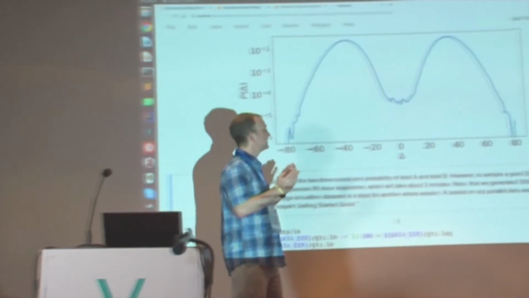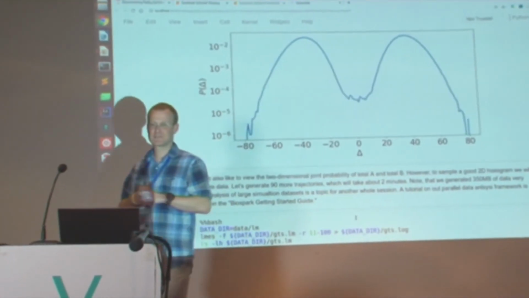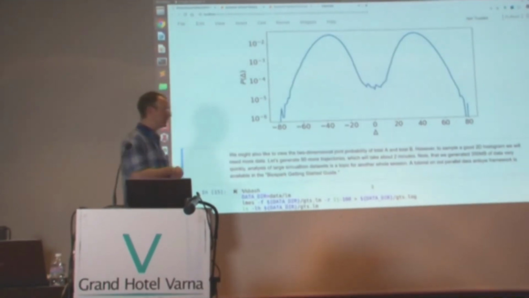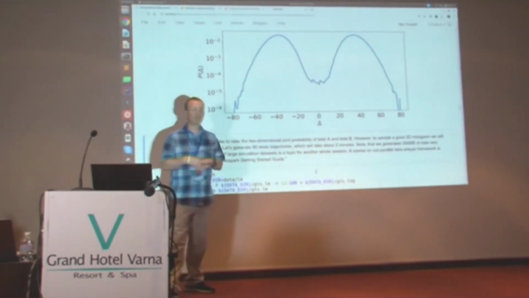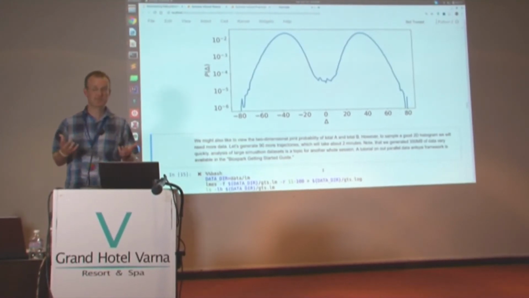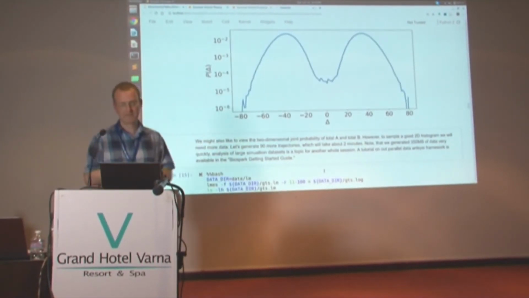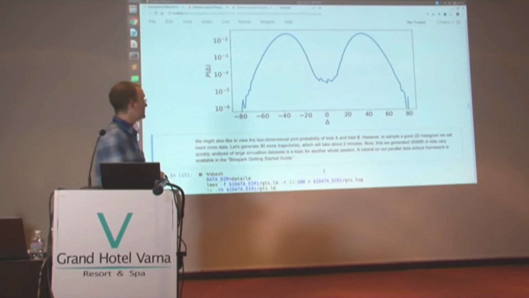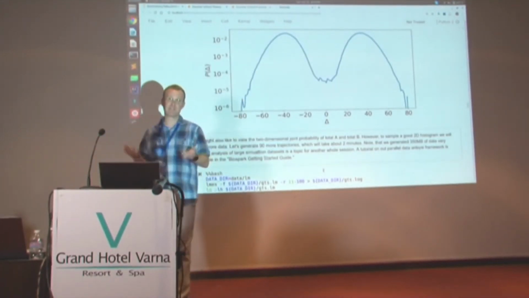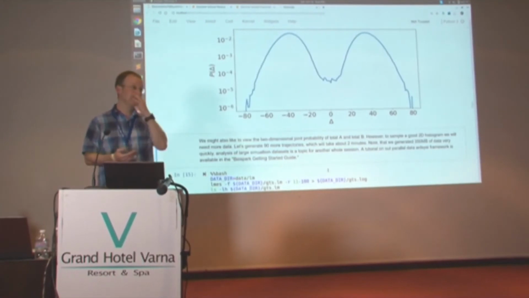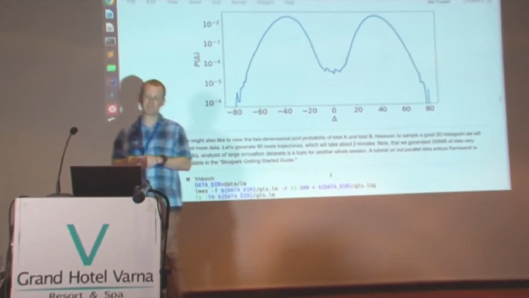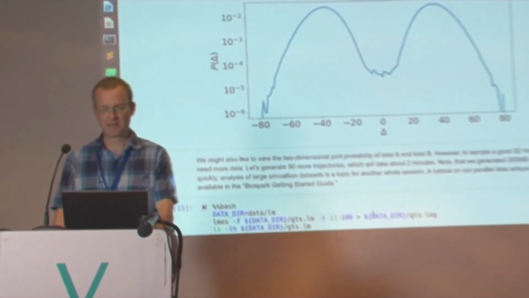Okay, so we've calculated this probability distribution in the order parameter space, but we also might like to see it in the full state space, we would call it. So in the real two-dimensional space of the system. In order to do that, we're going to need to generate more data. We generated just 10 trajectories, but to do large searches in really high-dimensional spaces, you're going to need a lot of data.